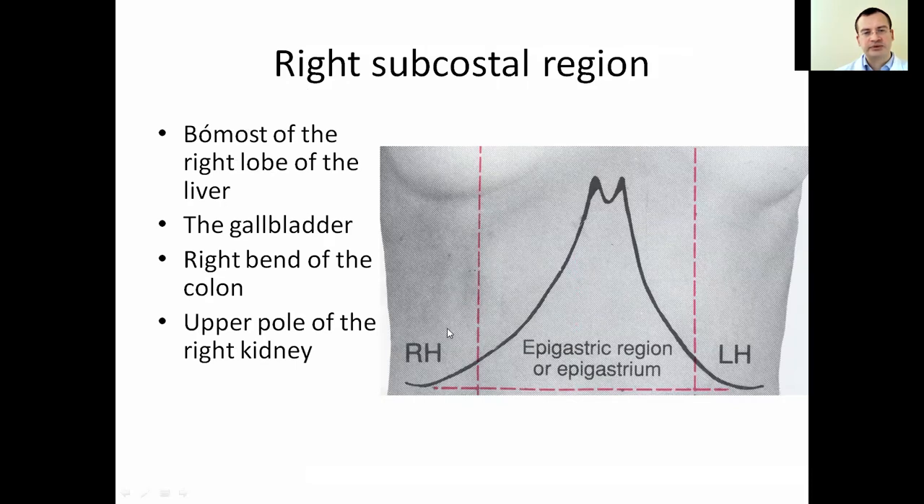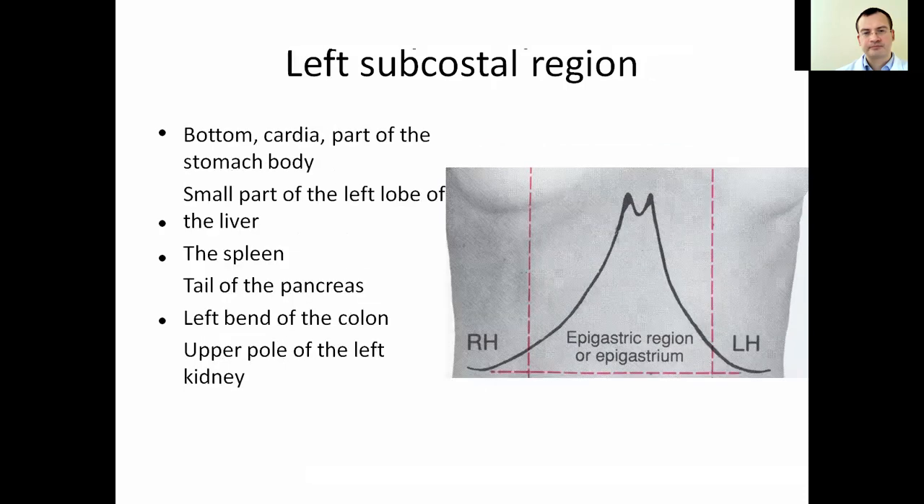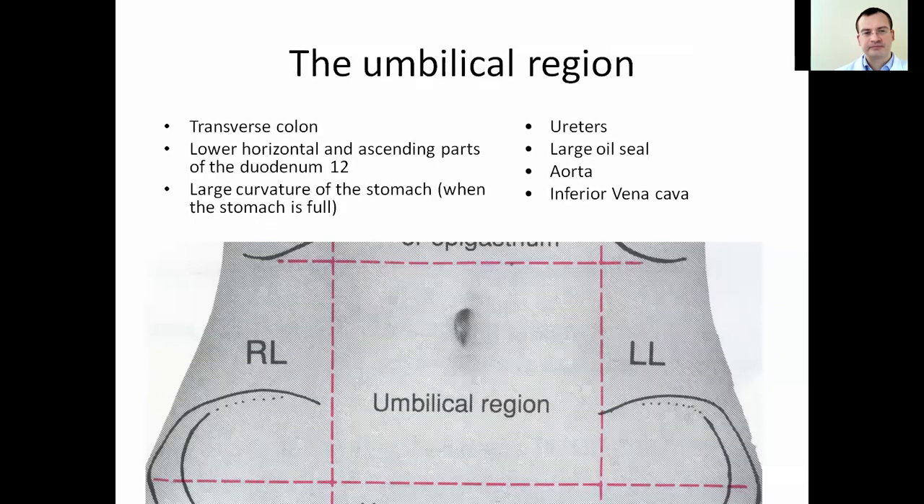Right subcostal region: most of the right lobe of the liver, the gallbladder, right flexure of the colon, upper pole of the right kidney. Left subcostal region: fundus, cardia, part of the stomach body, a small part of the left lobe of the liver, the spleen, tail of the pancreas, left flexure of the colon, upper pole of the left kidney.